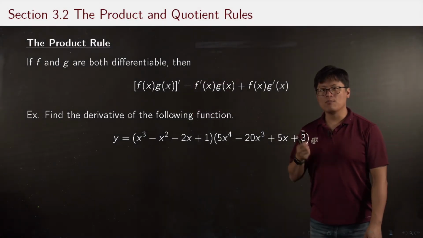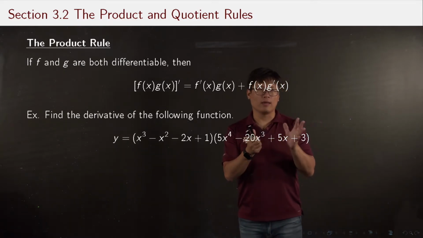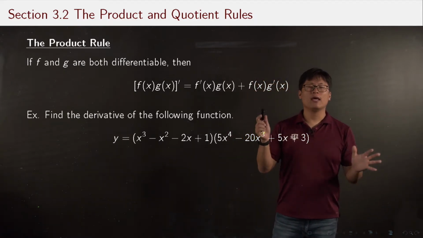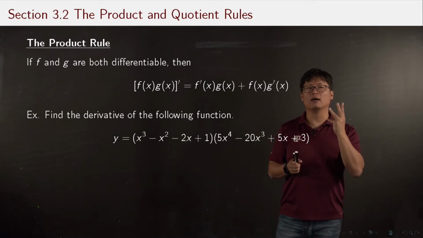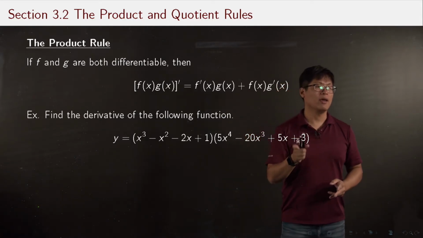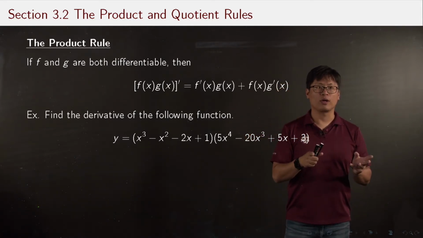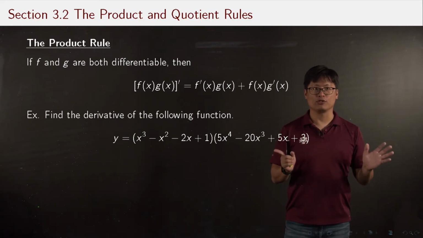Let's talk about product rule and quotient rule, okay? Let me talk about the big picture of this course. I'm going to introduce three different rules. The first one is product rule. The second one is quotient rule. And then we're going to talk about chain rule. Without these three rules, there's no way to pass this course, okay?